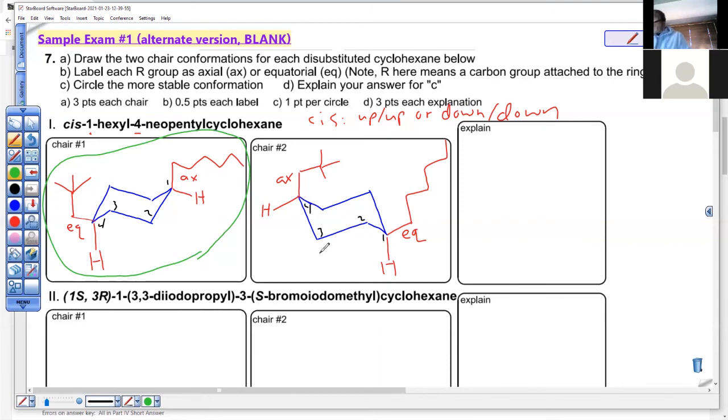We call that a 1,3 diaxial repulsion, and bulky groups suffer from those worse than this linear group. There's no branching here. You can get this whole tail away from the ring, and there's no negative 1,3 diaxial repulsions. So in words, you just say in chair 1, in fact, you don't even have to say in chair 1, you circled it already.